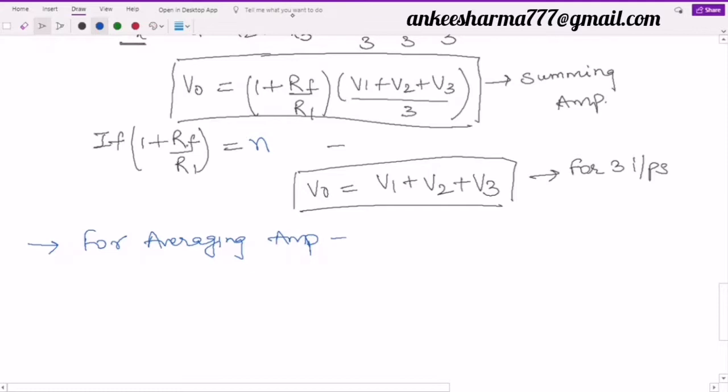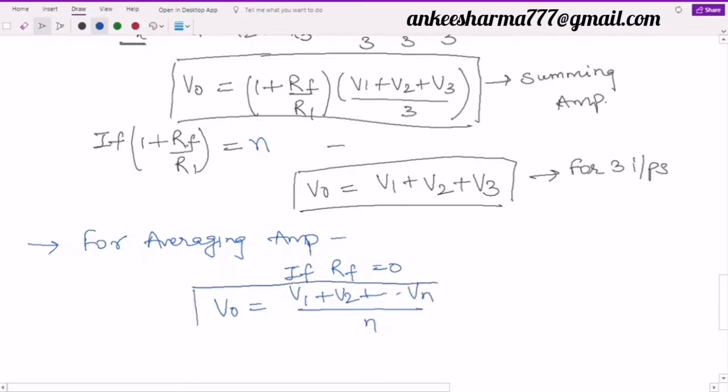So this is only possible if, for the averaging amplifier, RF is equal to 0, then only we can get the output voltage equal to V1 plus V2 plus so on up to Vn divided by n. So this is a special case where we are making our RF equal to 0, or simply we are asking our output to follow exactly the input, or the voltage follower case. In most of the books you will find that this equation is also used for the averaging amplifier.